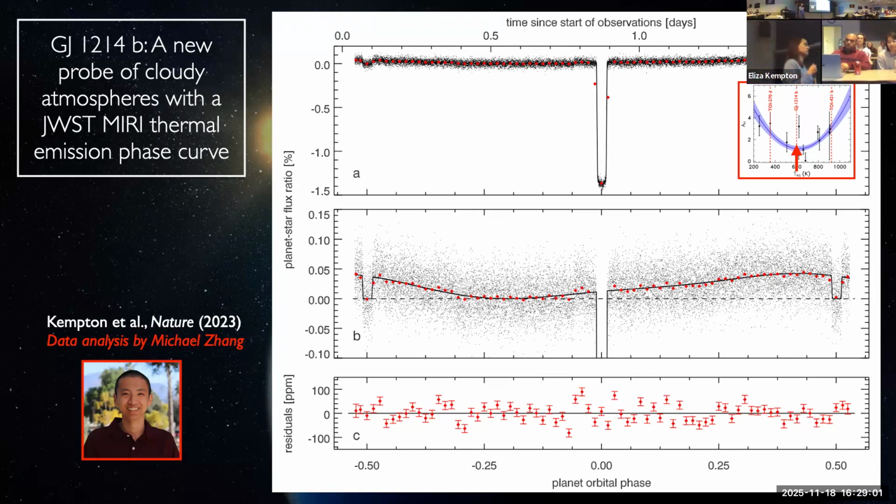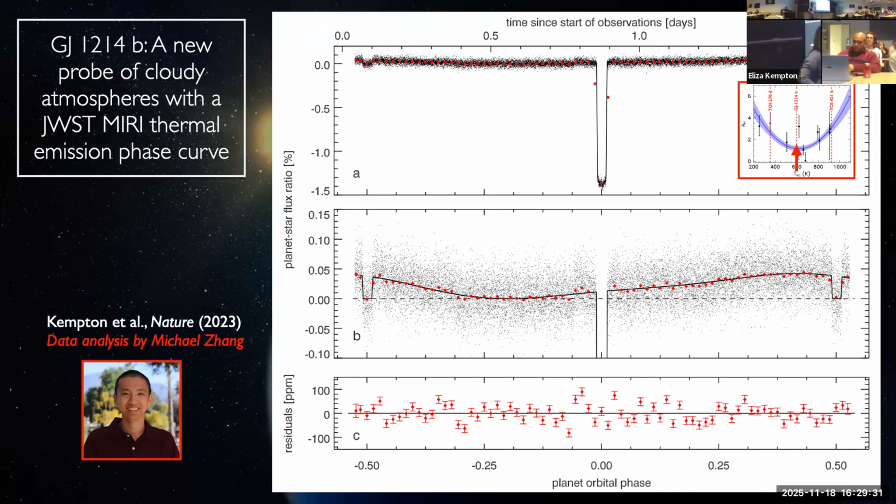So this is a thermal emission phase curve. What you're seeing here is almost 2 full days of just staring at the planet plus star system. There's the transit in the middle. It's bracketed on both sides by secondary eclipses. So that's the planet disappearing behind its host star. It's the first detection of thermal emission from a sub-Neptune. So that was really exciting.